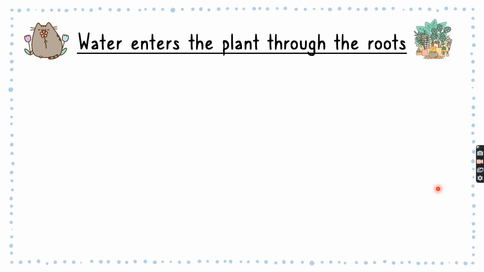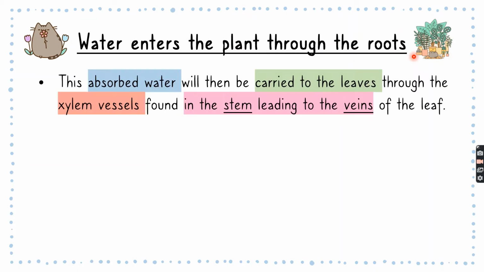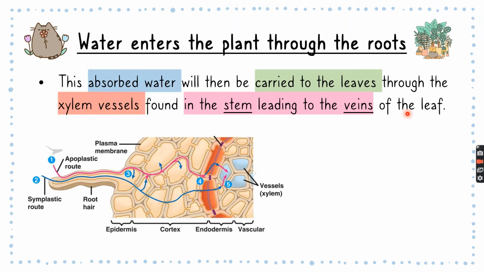Okay, so after watching that video, we know the fact that water does enter the plant through the roots. And what happens after the absorption of water is that water will then be carried to the leaves, right? And this is carried out by xylem vessels that are found in the stem, and this leads to the veins of the leaf.